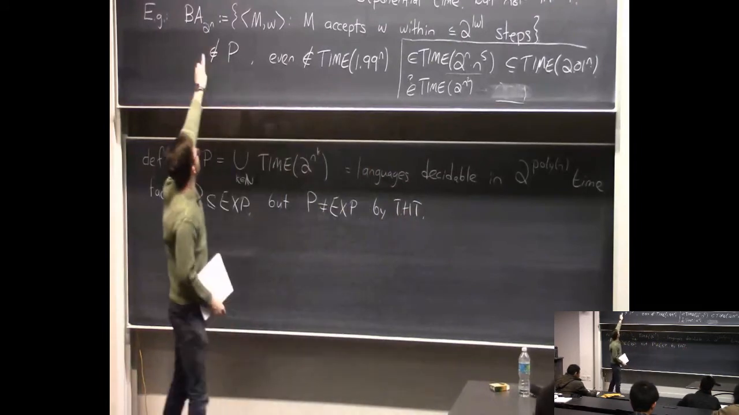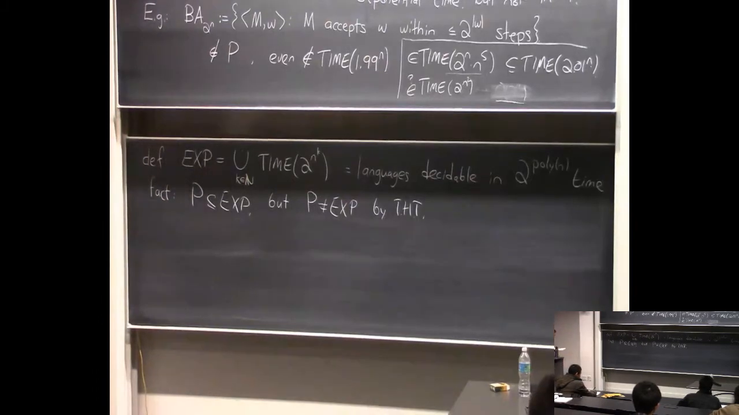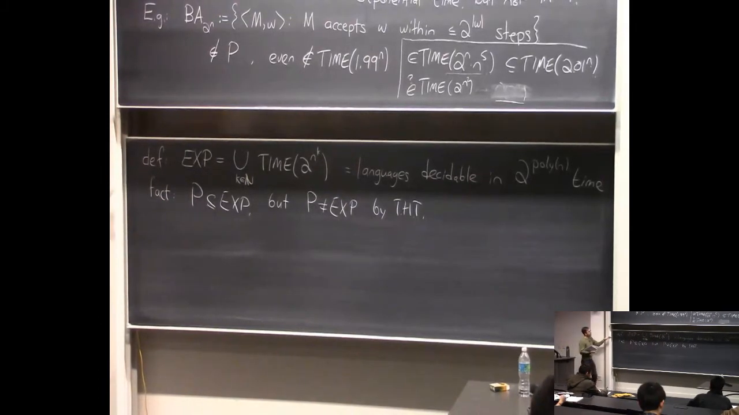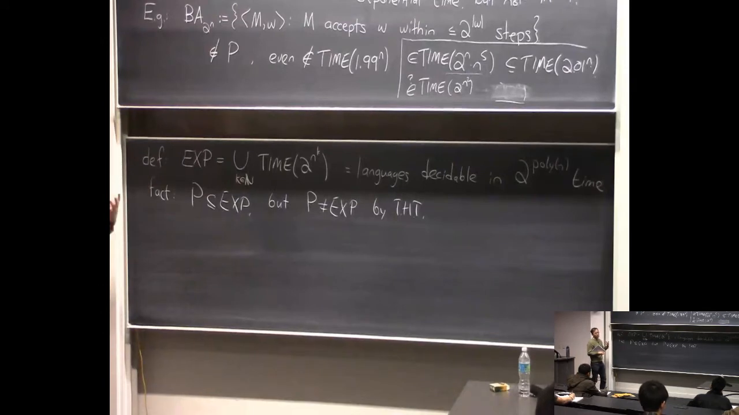So for example, this is an example of a language which is in EXP, but it's not in P. OK, so that's kind of nice. Last time, at first I said it would be great to find any language that's not in P. And then I said, well, let's try to find a language that is not in P, but is at least decidable. And you can get that by diagonalization.